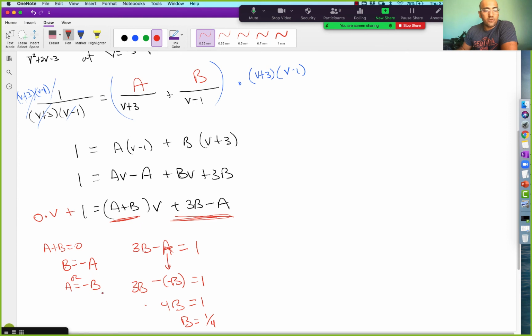And since this was also true, it must be true that B equals negative A. Oops, the other way around. A equals negative B. So therefore, A is equal to negative 1/4. Okay, so we get that this guy is negative 1/4, and this guy is equal to positive 1/4. Good. Questions, questions, questions, questions?